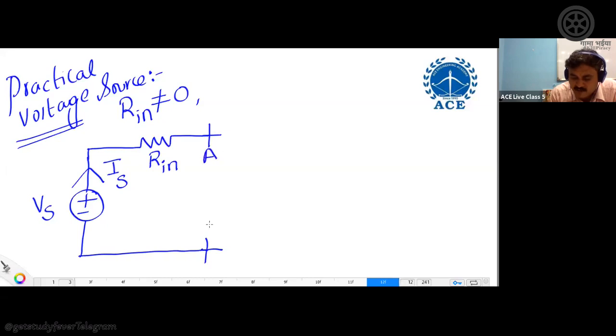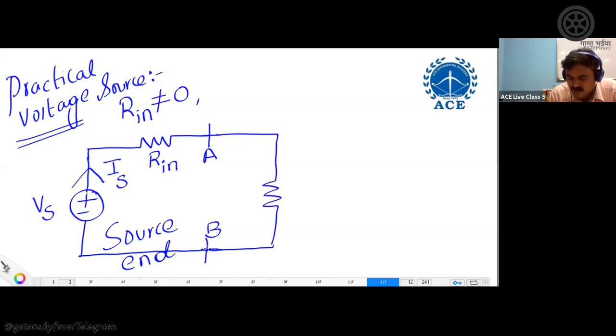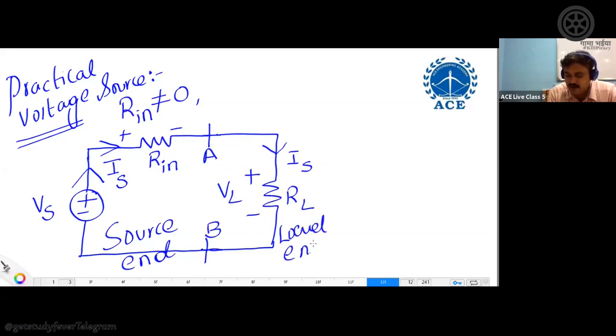Now these are my terminals A and B. So the left side of these terminals is nothing but the source end or source terminals. Now, on the right side, I am connecting the same load, whatever I connected previously, RL. Now, because of this current is flowing, you can mark the directions plus, minus, the same current comes here. So plus, minus, and let the voltage be VL. And this side of the circuit is called the load end.